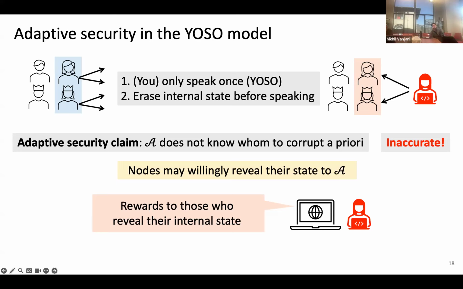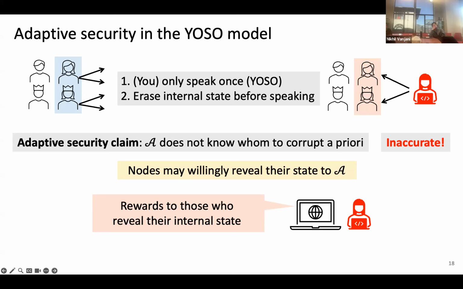Yeah. So you said that erasing internal state before speaking is the honest behavior. But for those honest players, they will always just follow the protocol. So the protocol asks them to erase, so I erase. For those people who reveal the internal state, maybe because they're incentivized to do so, we just model them as corrupted. Because in decentralized settings or distributed systems, they have a buffer for the corrupted parties.